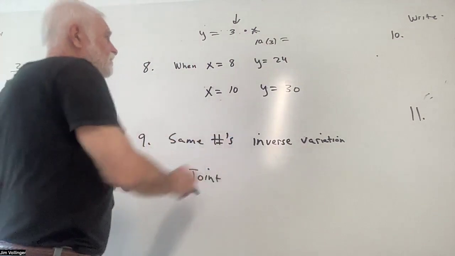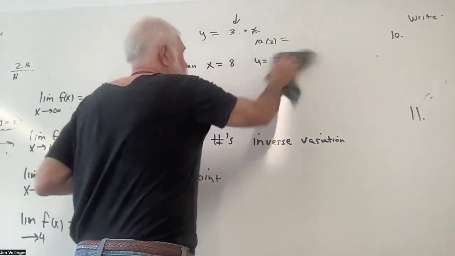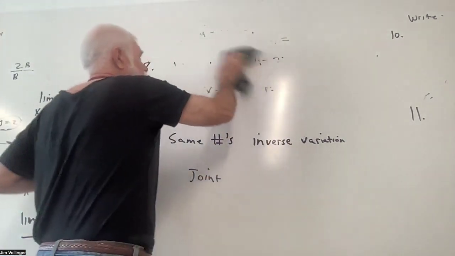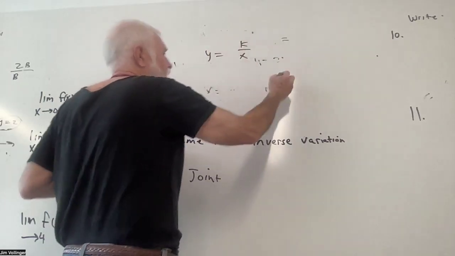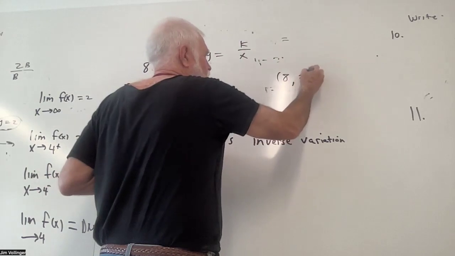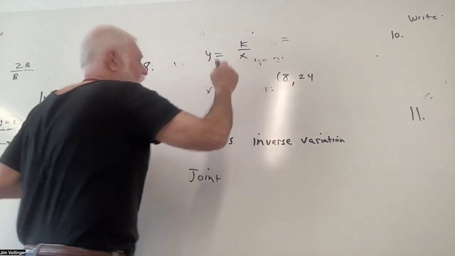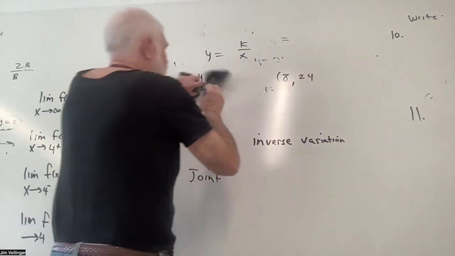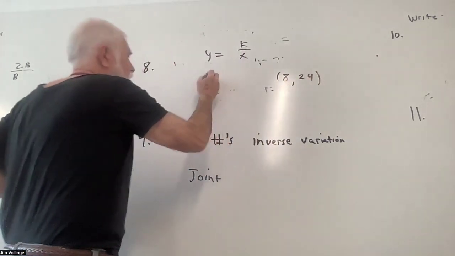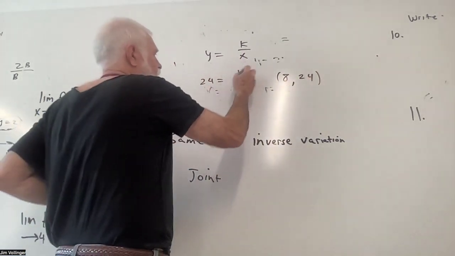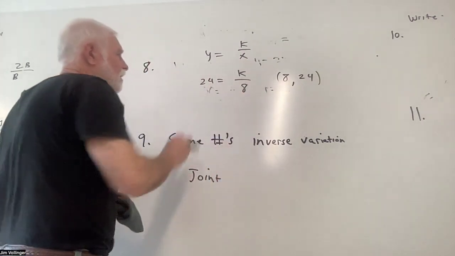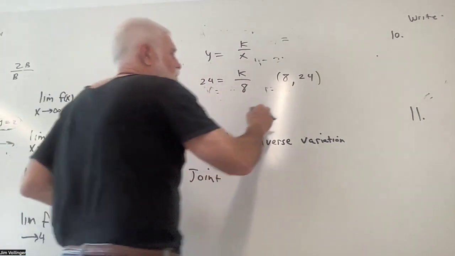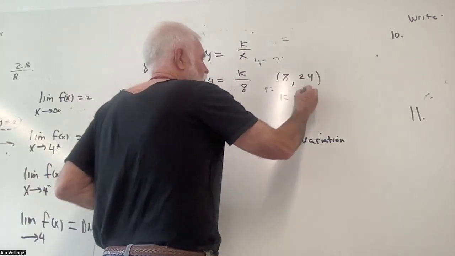Okay, inverse variation. Inverse variation is Y equals K over X. Of course, I just erased it, 8 gets us 24. So I got to find the constant of proportionality. My Y value is 24, and that's equal to some number divided by 8. Oh, I got a big number here. 160, 192. So K equals 192.